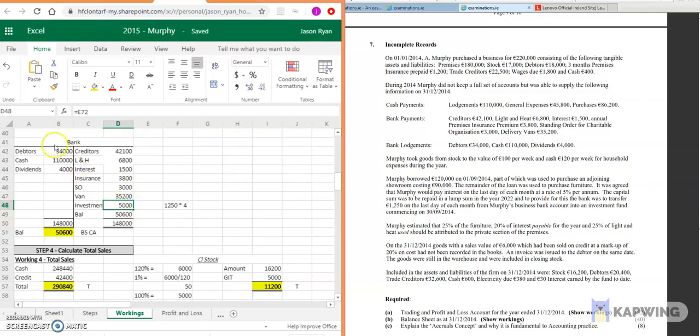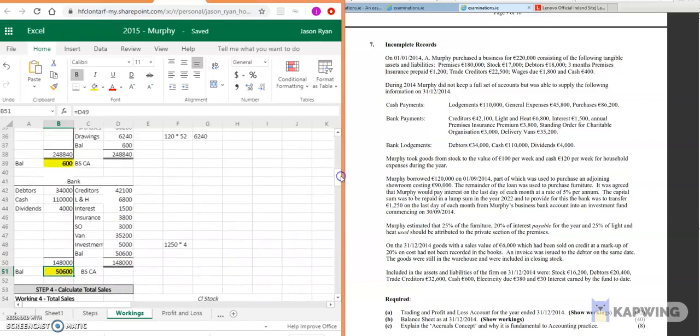So what you're going to do is add up the debit side, add up the credit side, take one away from the other, and you're going to get a balancing figure. So we got a balancing figure here when we add up the debit, take away the credit, of 50,600, and that's going to be your bank figure that goes into your balance sheet, and the previous one for your cash, 600, is going to go into your balance sheet then for cash.